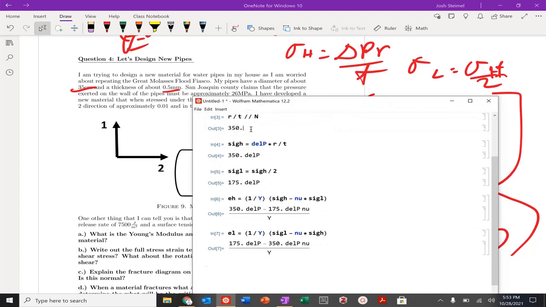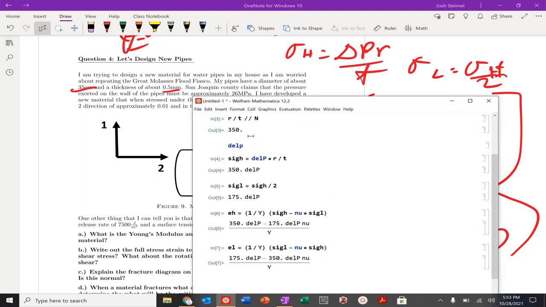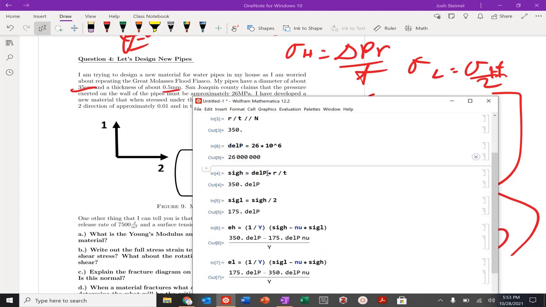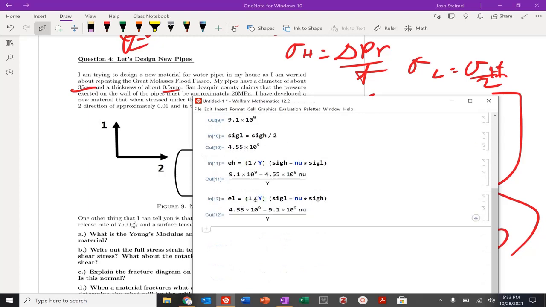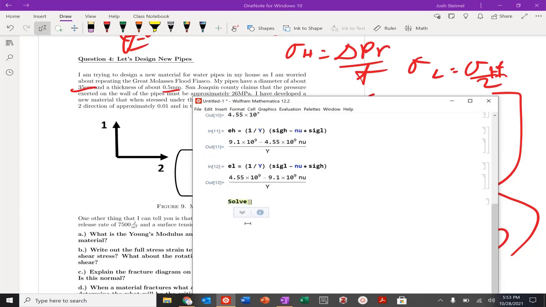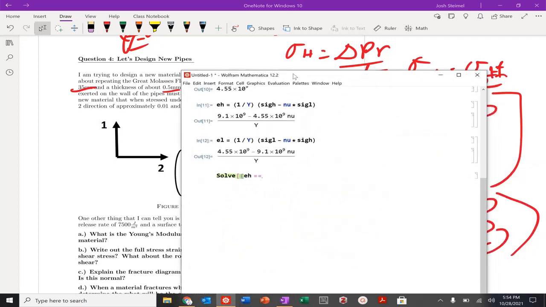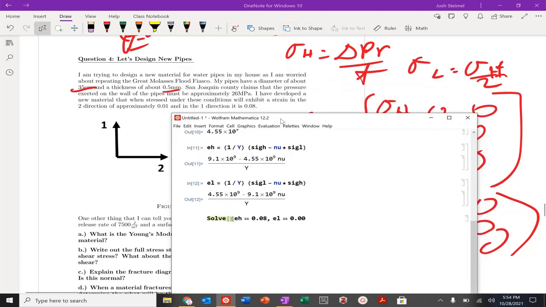So let's go ahead and put that in there. Delta P equals 26 times 10 to the 6, the pressure exerted on the walls of the pipes. So got this. Still have 2 equations, still have 2 unknowns, but we can solve for that. So epsilon H, set that equal to, in the 1 direction, 0.08. And then epsilon L, set it equal to 0.01.